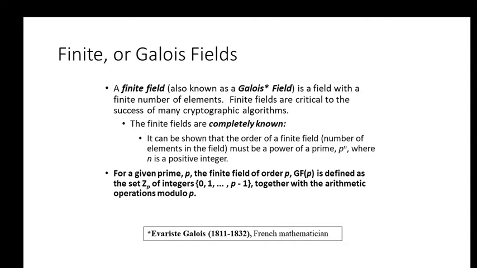For a given prime p, the finite field of order p, GF(p), is defined as the set Zp of integers 0, 1, 2, 3 to p minus 1, together with the arithmetic operations modulo p.